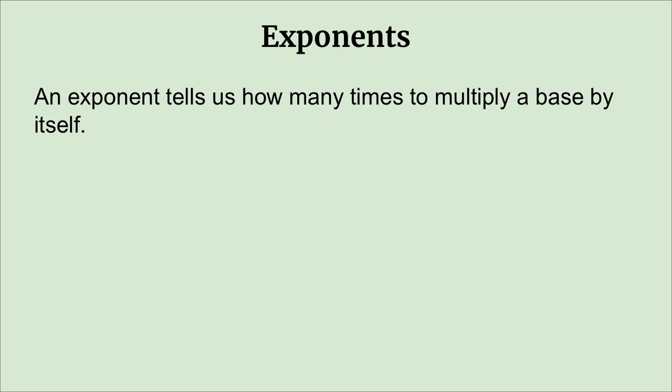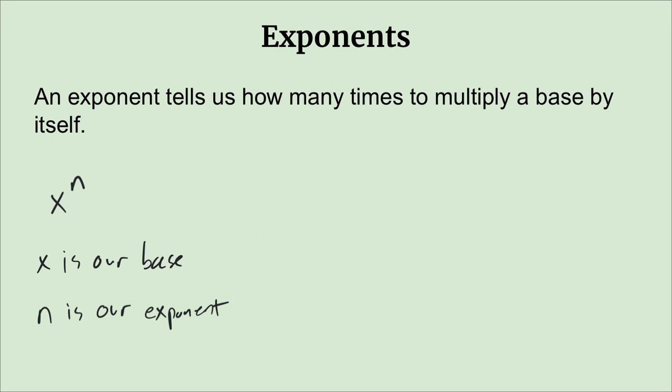So an exponent tells us how many times to multiply a base by itself. If we're looking at this, we have x to the n, where both x and n represent numbers. X is our base. And n is our exponent. So this is telling you how many times to multiply the base by itself.